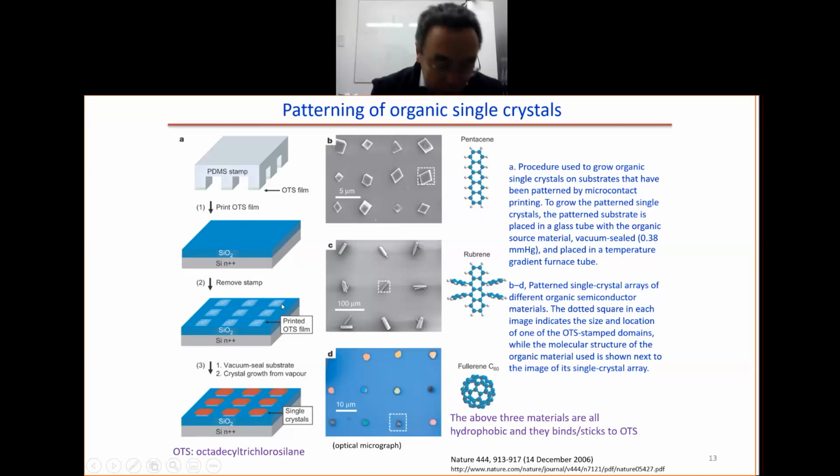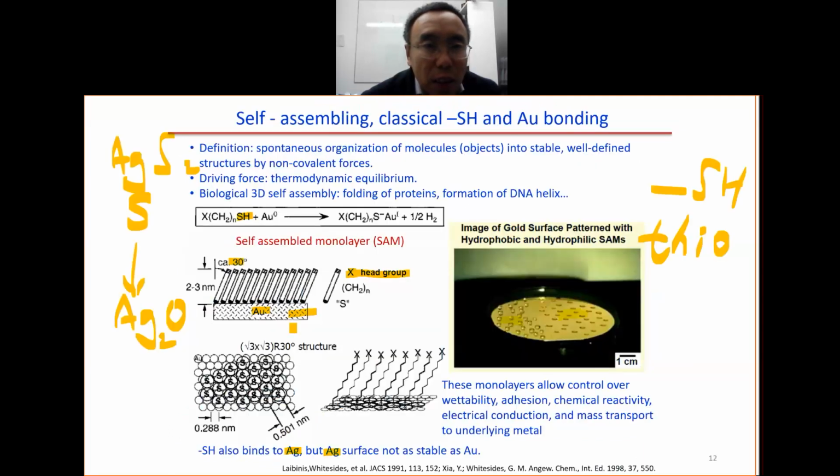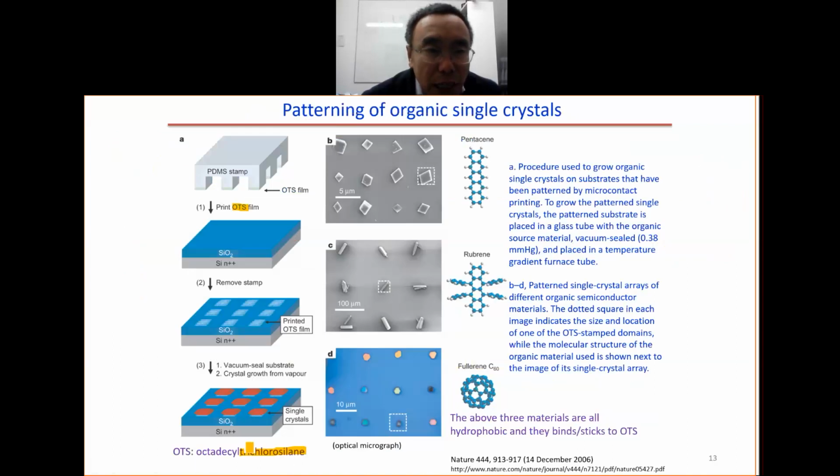So now let's look at a few examples of this macrocontact printing. In the first example, the ink is the OTS, the oxidized trichlorosilane. We know that for thiols, the sulfur-hydrogen group will go to the gold. This trichlorosilane will bond to the silicon oxide that is terminated by the hydroxyl group. So you can use this one as the ink, and pattern this OTS on the surface.